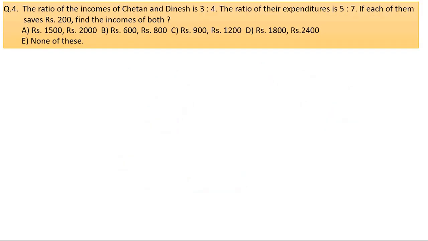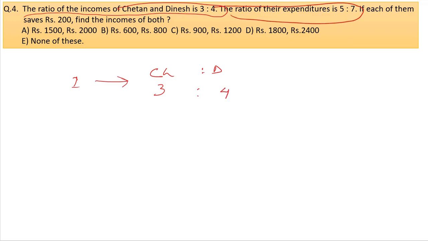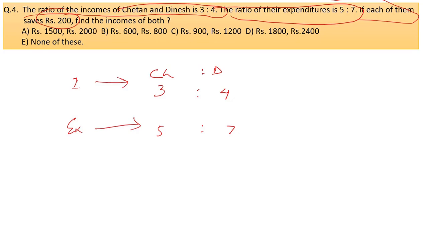Here, in the next question, we have the ratio of the income of Chitan and Dinesh is 3 is to 4. So we have income Chitan is to Dinesh is 3 is to 4. The ratio of their expenditure is 5 is to 7. If each one of them saves rupees 200, the saving will be 200 and 200.